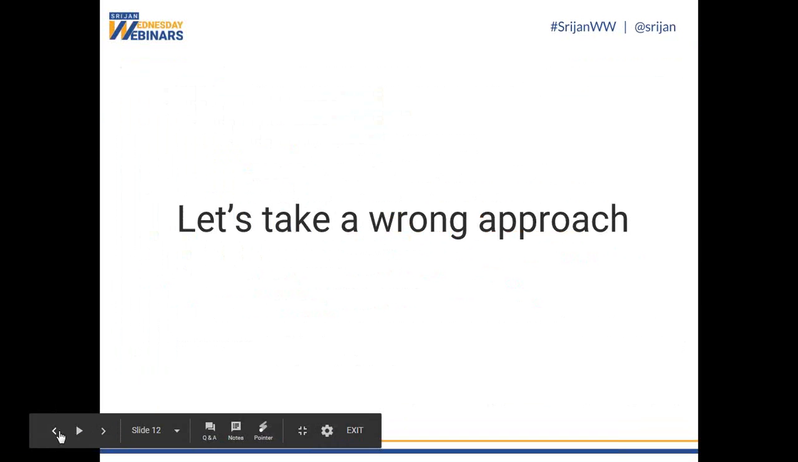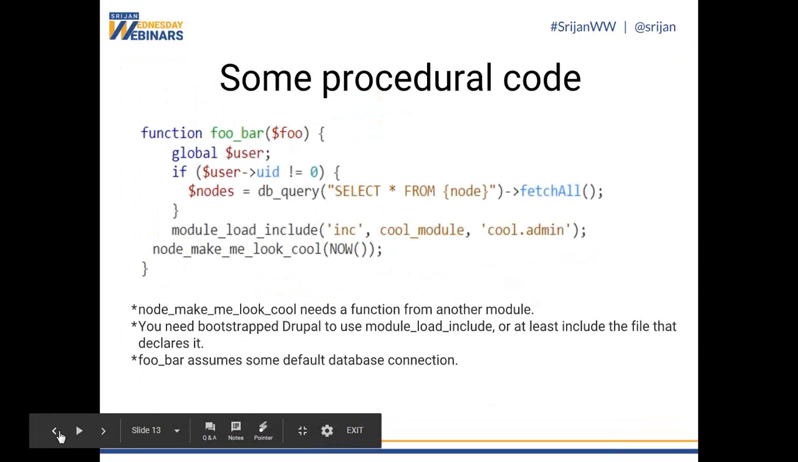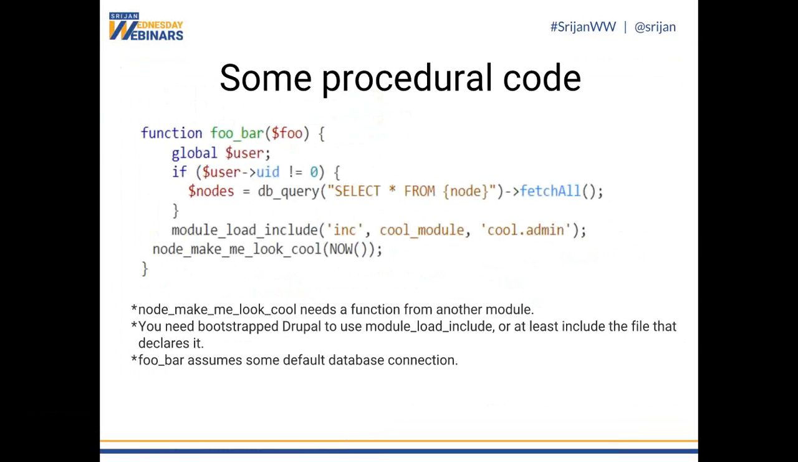So moving on, I'm going to show you the difference when we have a procedural approach of writing the code, and then an object-oriented approach to writing code. So let's first take an example wherein I'm using procedural code to have some functionality. As you can see, there's a function that calls the global user, and it's creating a database query.